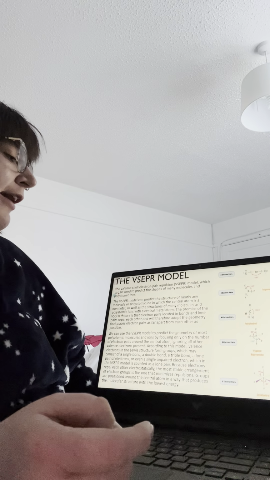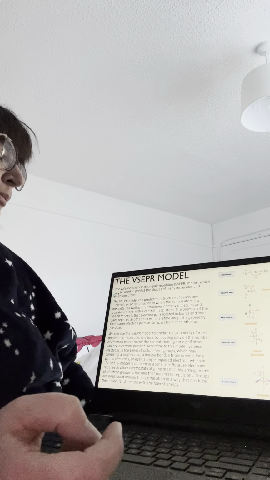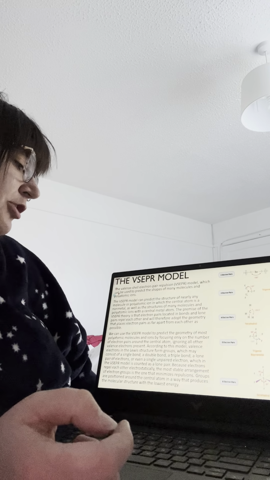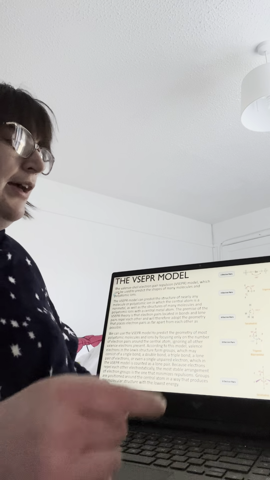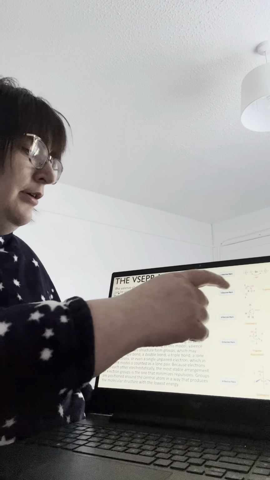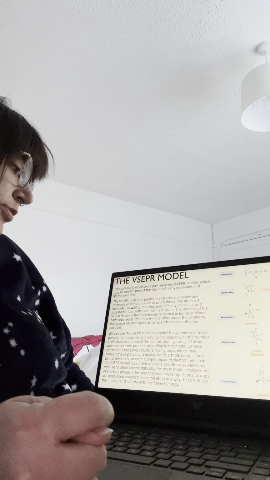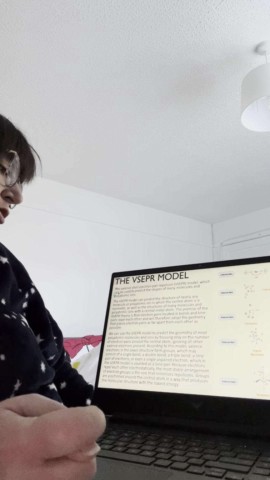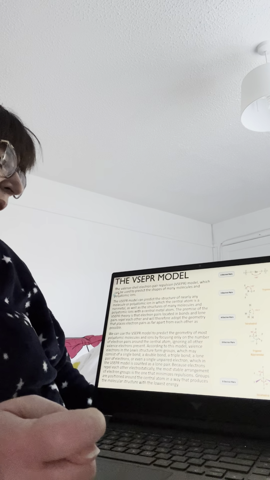And then you have the VSEPR model, which is the valence shell electron pair repulsion model, which can be used to predict the shapes of many molecules and polyatomic ions, given the different shapes here. The model can predict the structure of nearly any molecule or polyatomic ion in which the central atom is a non-metal, as well as the structures of many molecules and polyatomic ions with a central metal atom.